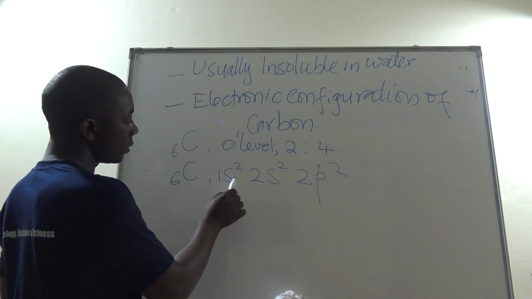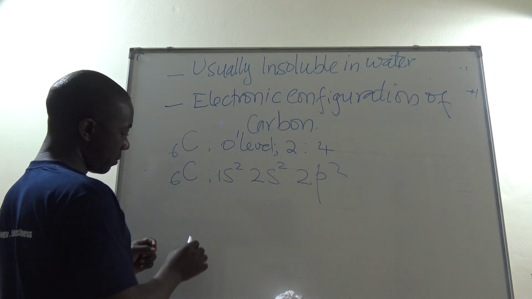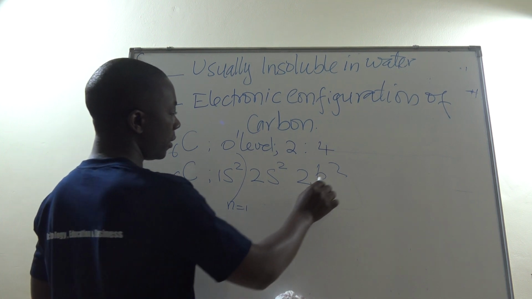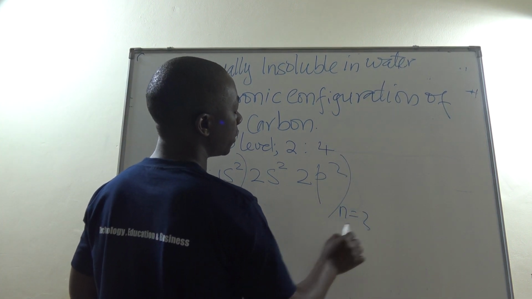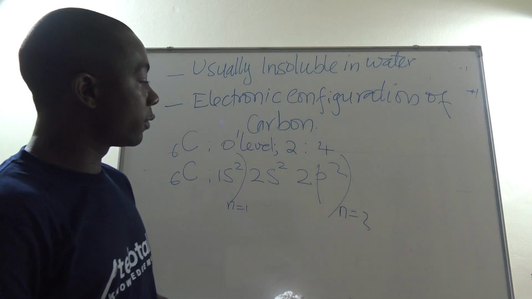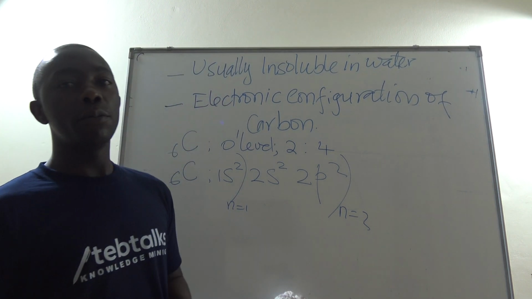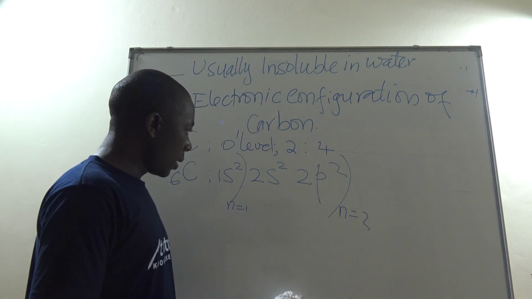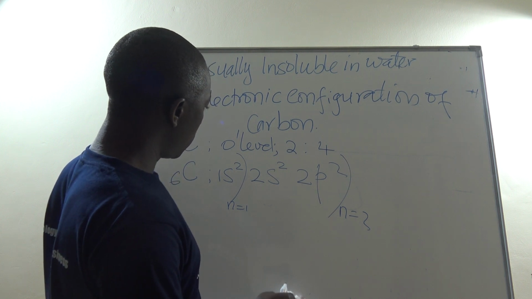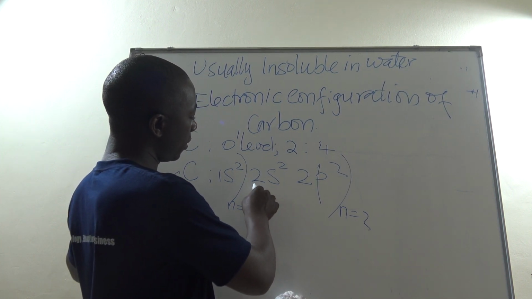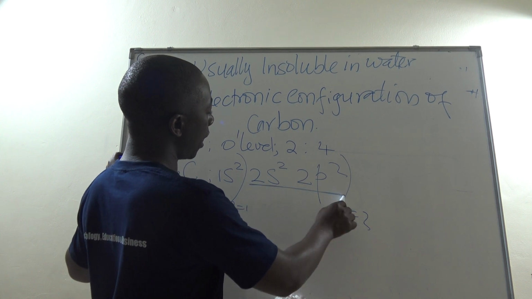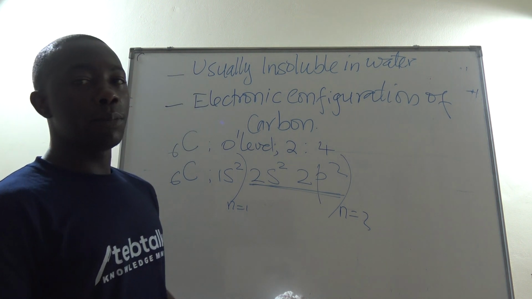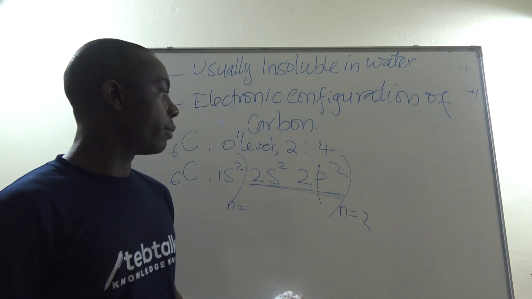Now, this 1, 2, 2 represents a shell number, or you can say this one is shell equals to number 1. The whole of this is n equals to number 2. So that means the carbon has 2 shells, and therefore belongs to period 2 of the periodic table. Now, by virtue that the whole of this is the outermost shell, we expect all those electrons in the outermost shell to participate normally in chemical bonding.